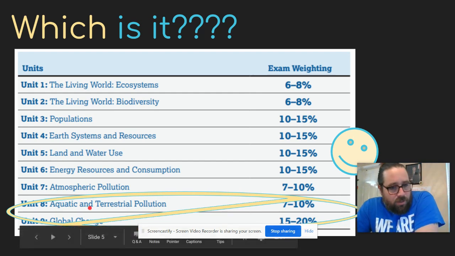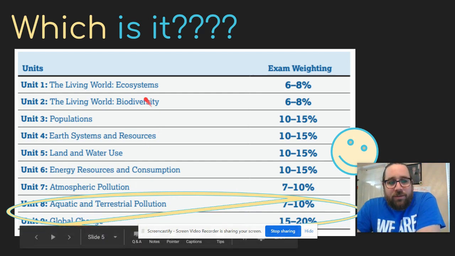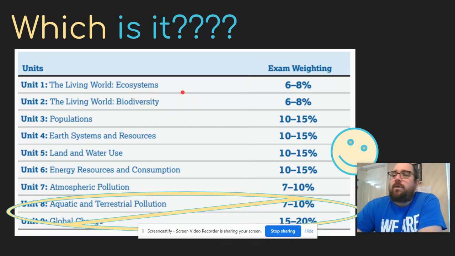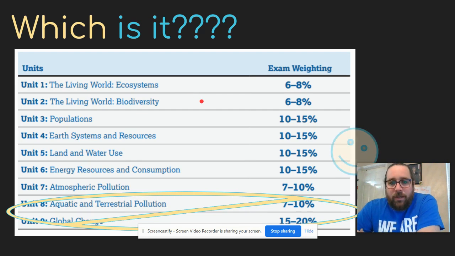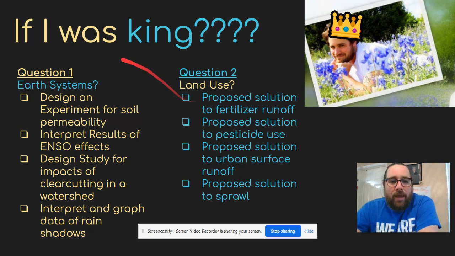So we know it's not going to be on aquatic pollution, and we know unfortunately it's not going to be on global change. Noticing that the living world is a lot, I would be very very surprised if question two was on living world. Here's what I'm thinking. So if I was queen, king, I bet question one would be on Earth systems.